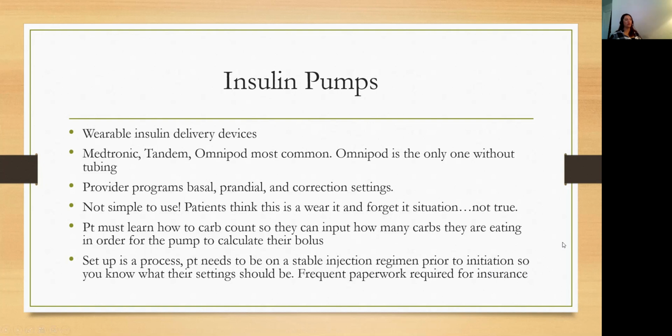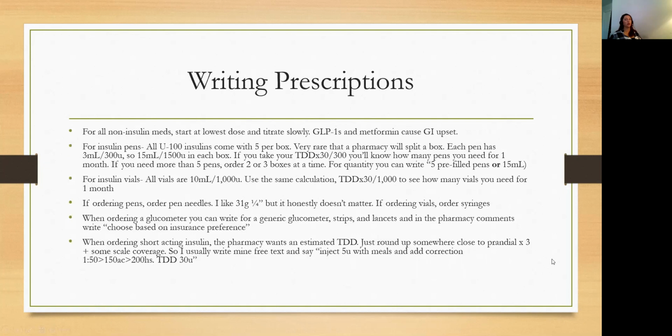And they really have to be on a stable injection regimen before you start them on a pump to make sure you know what they're going to need while they're on the pump. And they also need frequent paperwork with insurance. It's kind of annoying. And then writing prescriptions. So for all non-insulin medications, you're always going to start at your lowest dose and titrate slowly. GLP-1s and metformin we talked about cause GI upset.